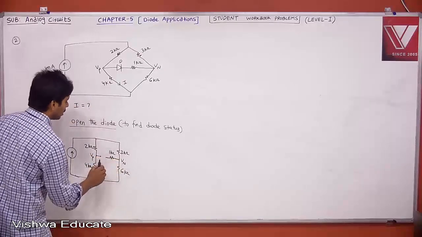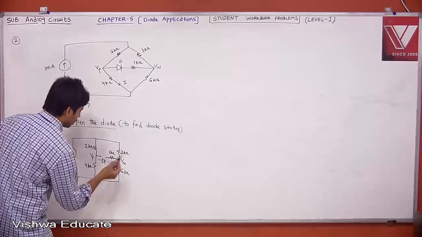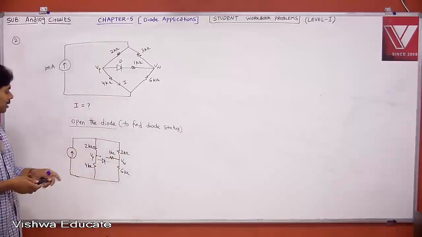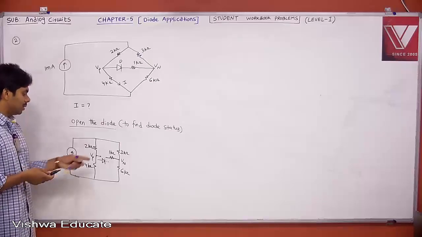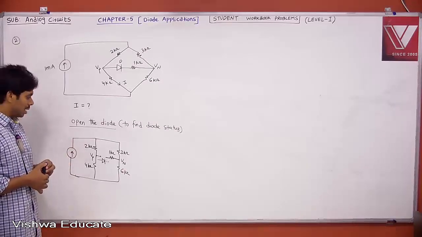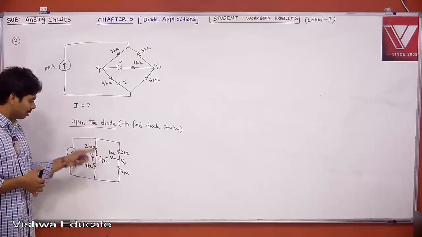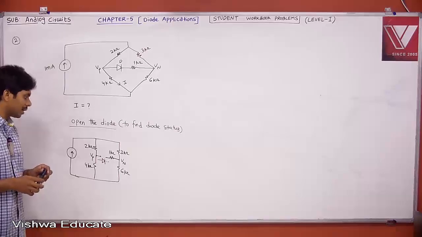You find VP, you find VN, and then bring back your diode. Your diode, at least it needs 0.7 to be on. That's what he told. Its on voltage is 0.7. It's not ideal. It is second approximation. Therefore, VP should be greater than VN at least by 0.7. Then only your diode will be conducting. Else diode will not be conducting.